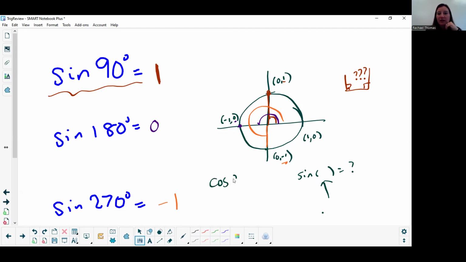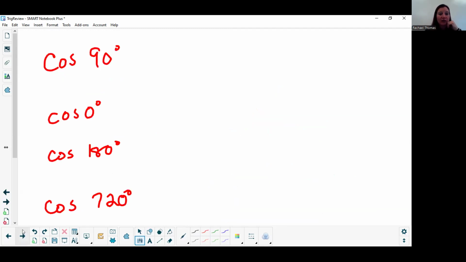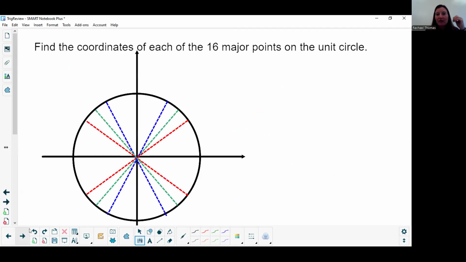Cosine, let's just do one of these here. Cosine of 90 would be the x coordinate is 0. Cosine of 180 is -1. The cosine of 270 is also 0. Good. So that's how we use the unit circle. We're going to skip that slide. We've reminded ourselves about those.